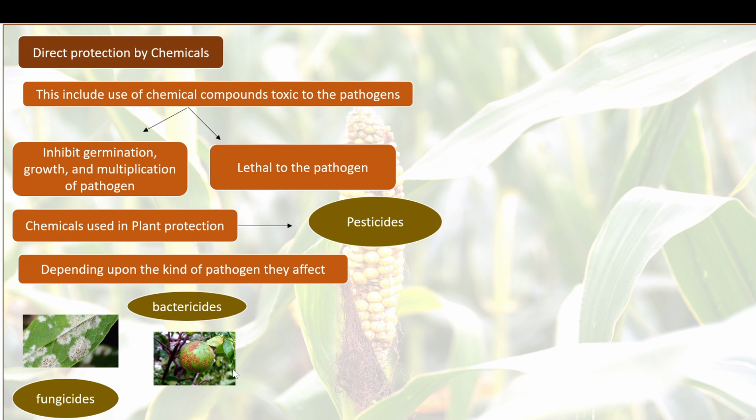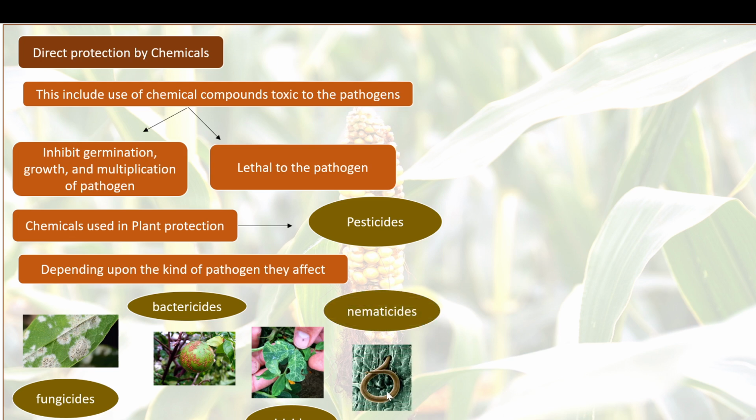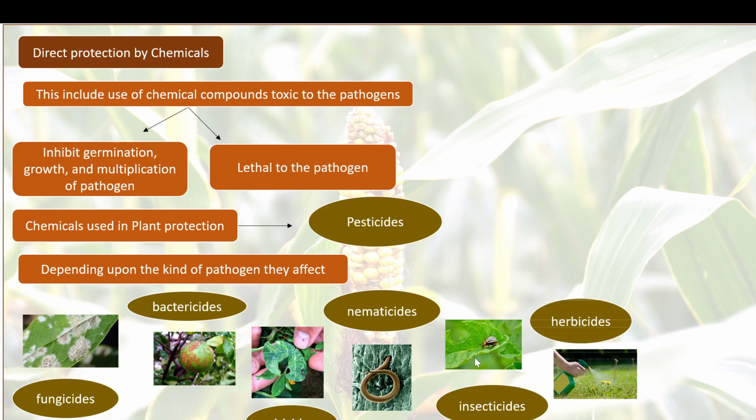If the pathogen is bacteria, that is, the causal organism is a bacteria, then we use pesticides which are called bactericides. For viral diseases, we use viricides. For nematodes, that is infectious nematodes, we use the term nematicides. For insects we use the term insecticides, that is, pathogens are insects over here.